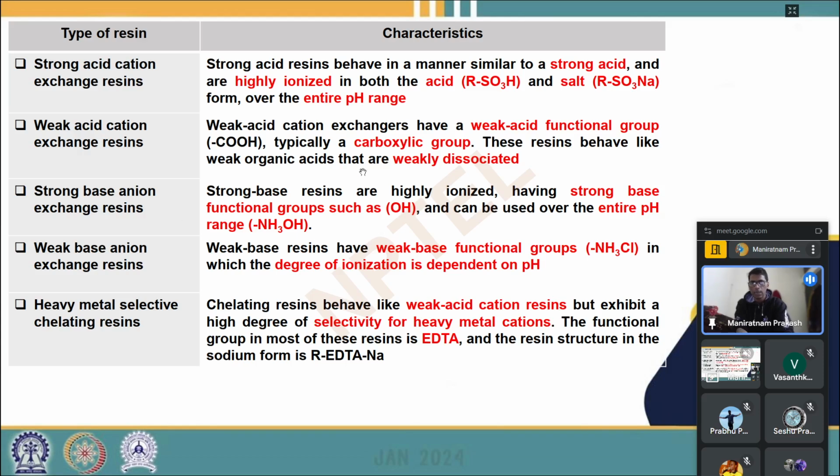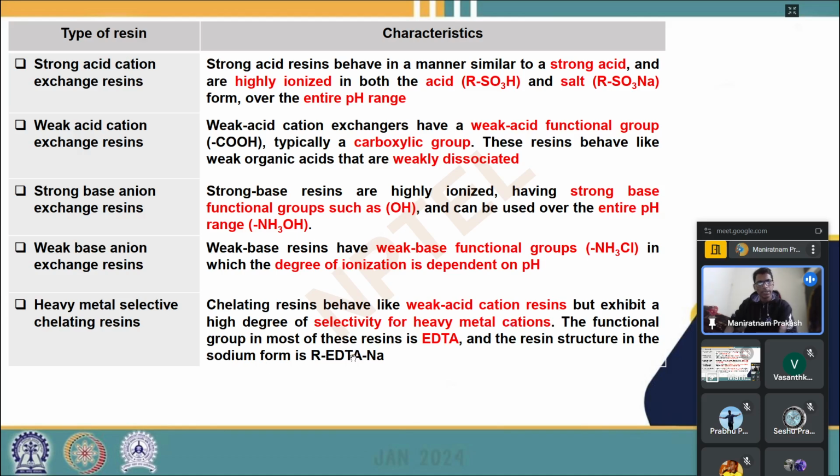This is another thing: types of resin. This was a question in your problem solving, regarding the characteristics of different kinds of resins. I think everyone should have an idea of this. We have strong acid cation exchange resin, which is strong and highly ionized in both acid and salt form. Then we have weak acid cation exchange, strong base anion exchange, weak base anion exchange, and heavy metal selective chelating reagent. The chelating reagent is also used for magnesium and calcium.